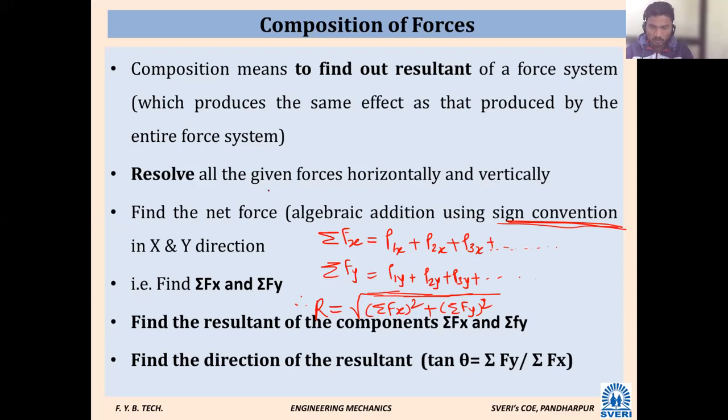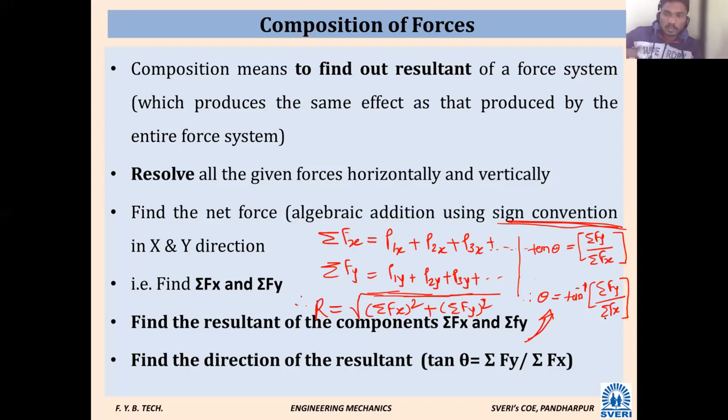Similarly here also we can give the direction of the resultant. That is going to come further, but meanwhile you can remember this also: tan theta is equal to summation fy divided by summation fx. Therefore theta is equal to tan inverse of summation fy divided by summation fx. So this you please note down. On this we are going to solve problems.